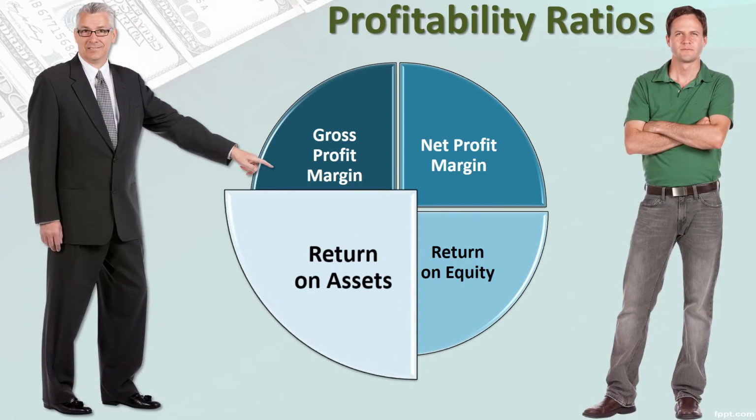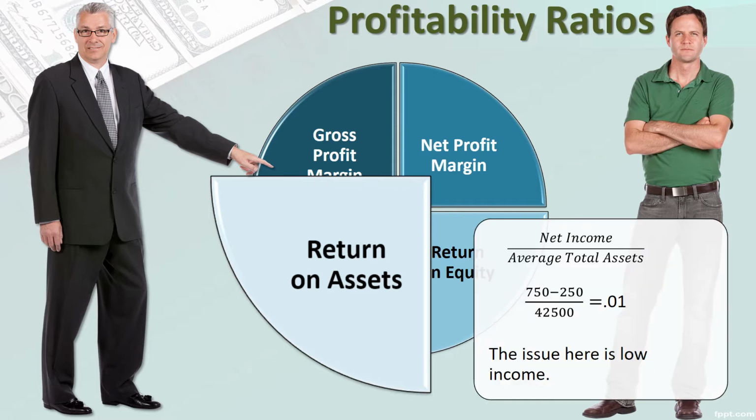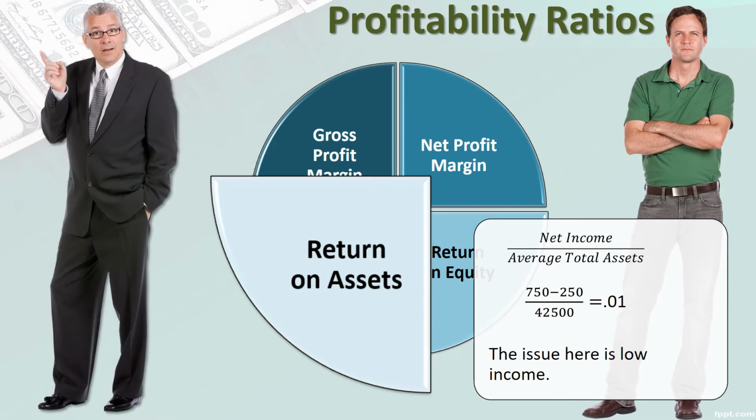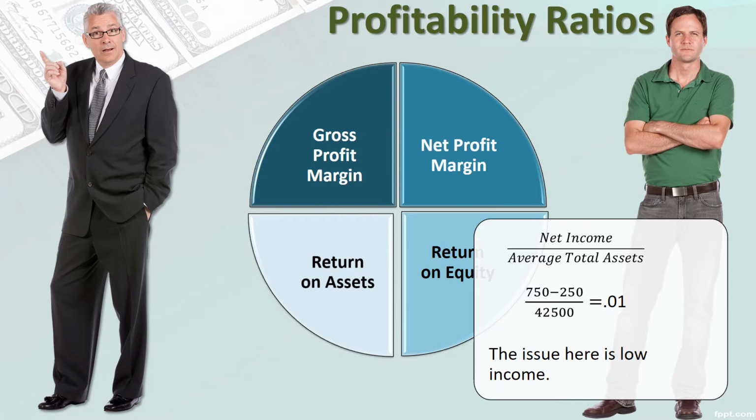And that brings us to the last ratio, return on assets. Return on assets is net income divided by average total assets. XYZ's net income is $500, and its total assets, shown on the balance sheet, are $42,500. This produces a ratio of 0.01. This low return on assets indicates that XYZ is just not generating enough income from the overall assets that it has.